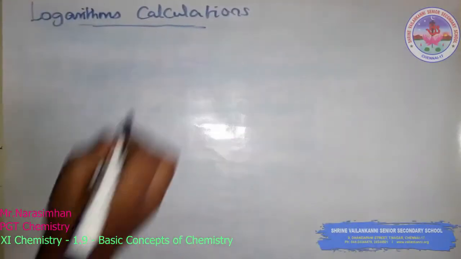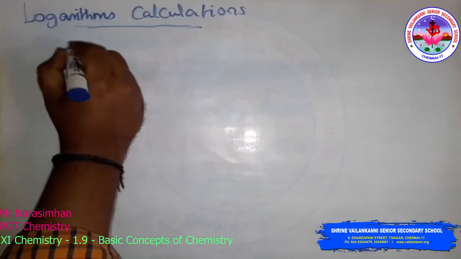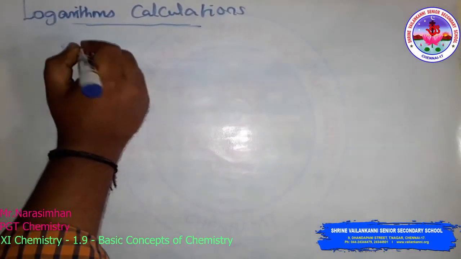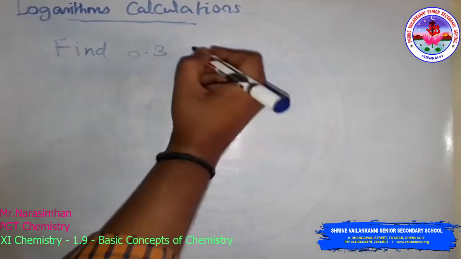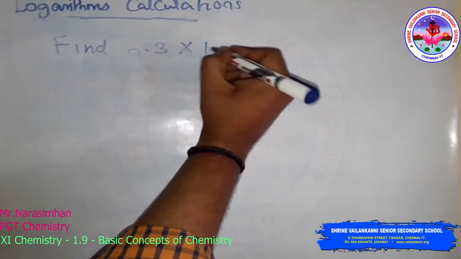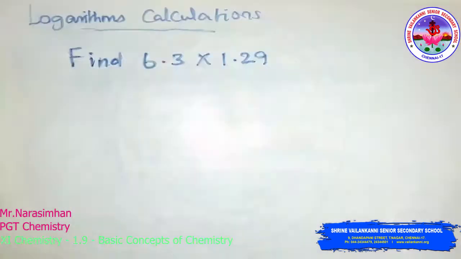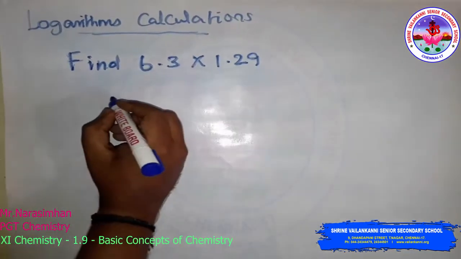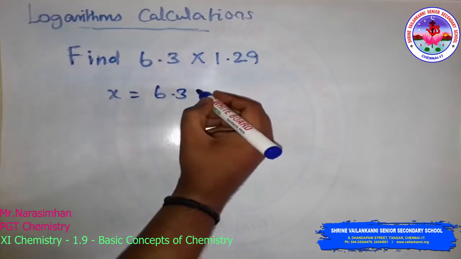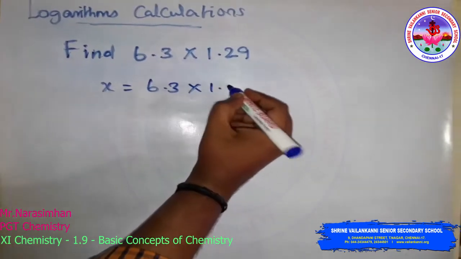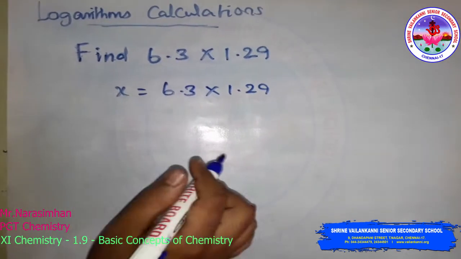So, use of logarithms in numerical calculation. First, find 6.3 into 1.29. The value is given like this. Here, x is equal to 6.3 into 1.29. So we have to find out log x.